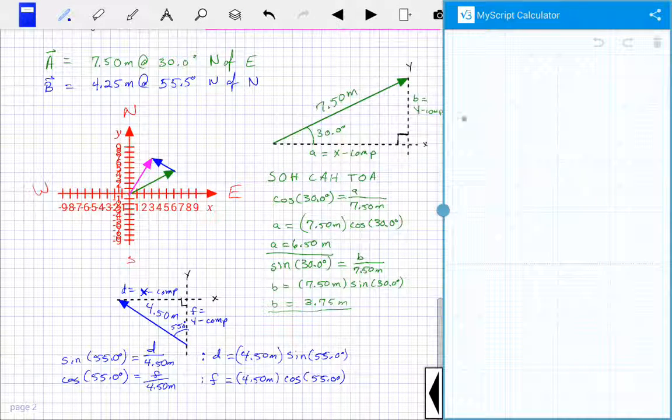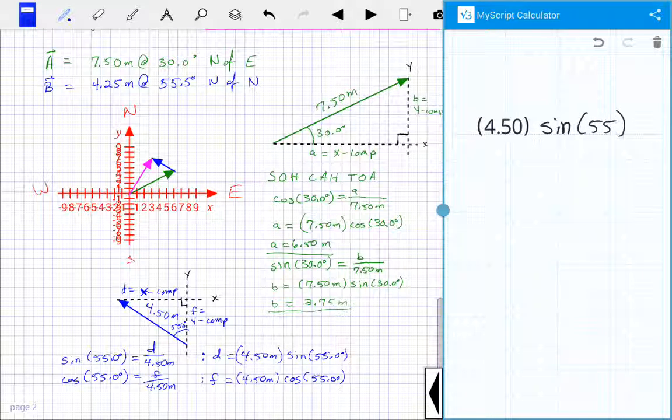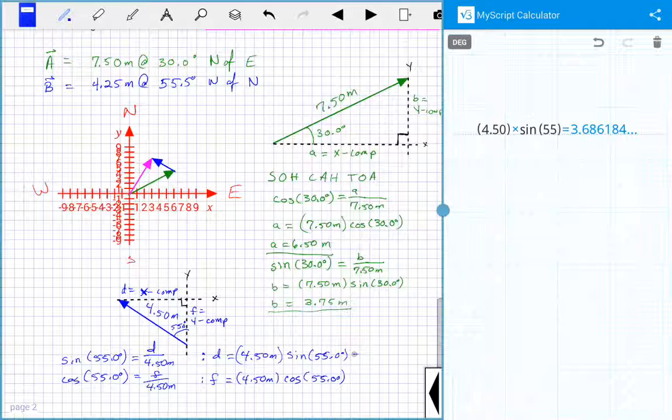So the first one, 4.50 meters times sine of 55 degrees. Now I didn't put the 55.0 because the calculator doesn't care. So that's 3.69. Don't forget the units, that's meters.